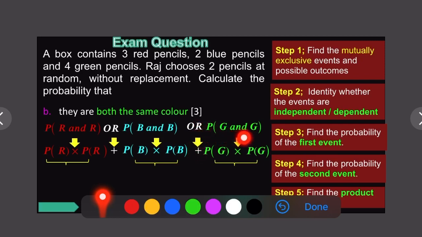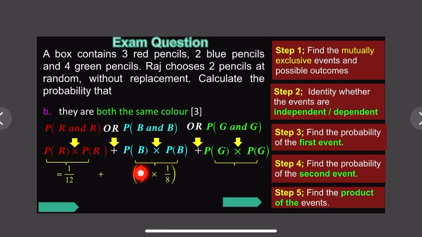So we have and rule and or rule here, okay, combined together. So all the or is replaced by the plus sign here, the addition sign here, okay, and the and is replaced with the multiplication sign here. So the arrow shown here is to illustrate that. 1 by 12, and for the blue we have, since 1 is taken in the first event, a blue, we have 2 minus 1, which is 1, and the total number also decreases by 1.